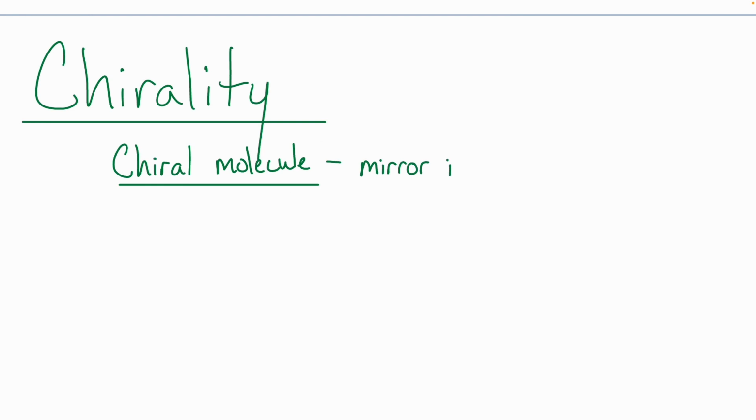So, strictly speaking, the definition of a chiral molecule is that its mirror image is not superimposable. I'm not sure how to spell superimposable. That's pretty close. Anyways, so yes, that would be a chiral molecule.